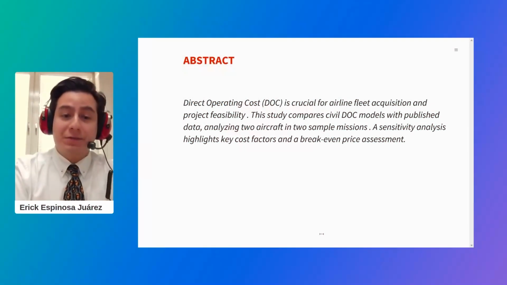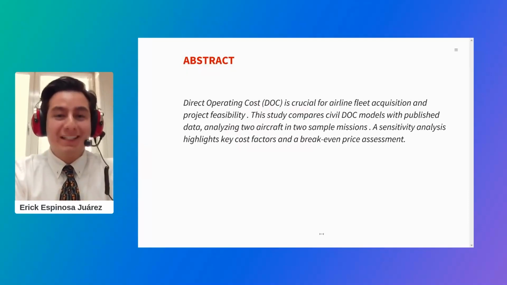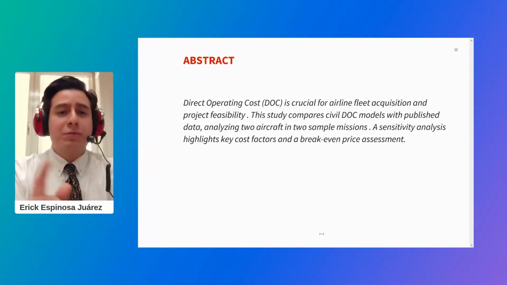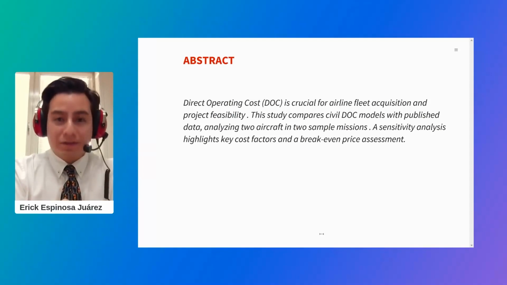The direct operating cost is crucial for airline fleet acquisition and in general project feasibility. This study will compare different DOC models with published data, and it will also analyze 2 aircraft in 2 sample missions. Finally, a sensitivity analysis will highlight the cost factors that will be the most crucial in the total DOC and a break-even price assessment.